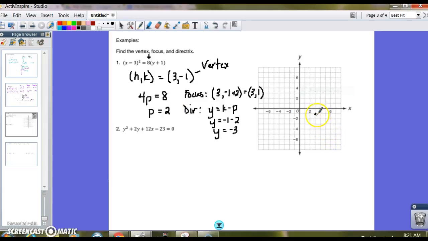And because p is 2, and I know that it opens up, I really just have to plot my focus up here, which we found was at (3, 1) anyway. And then I know that my directrix is 2 units in the other direction. So I know that my directrix is going to be right here.